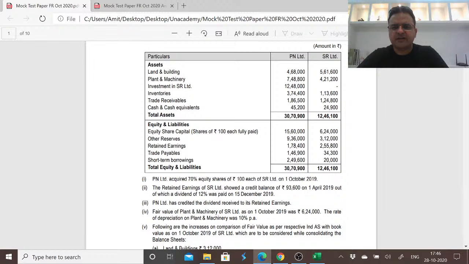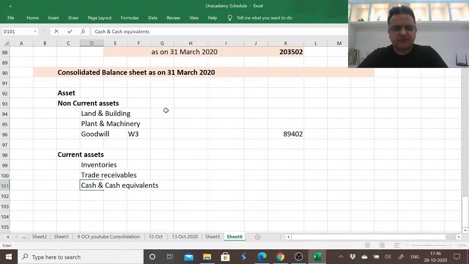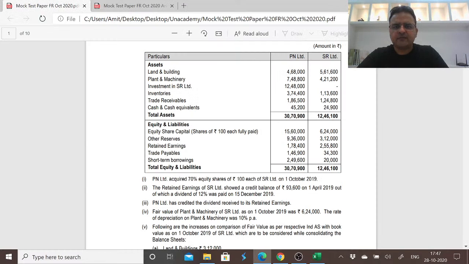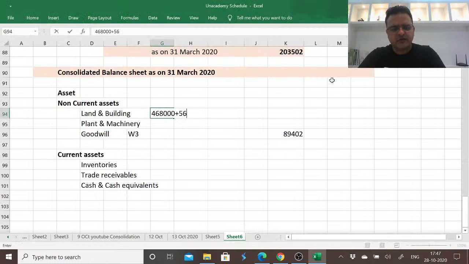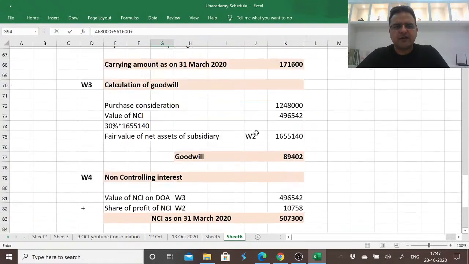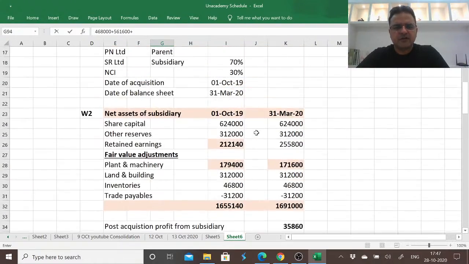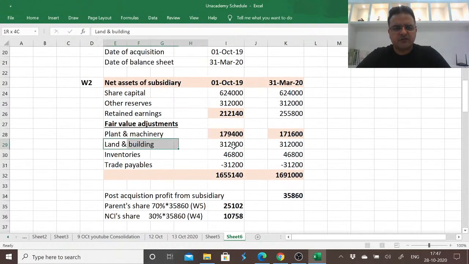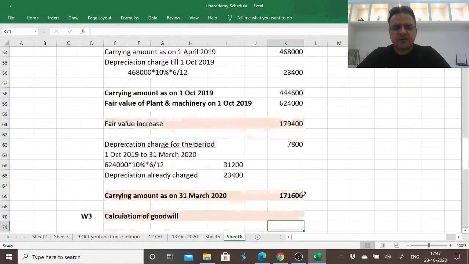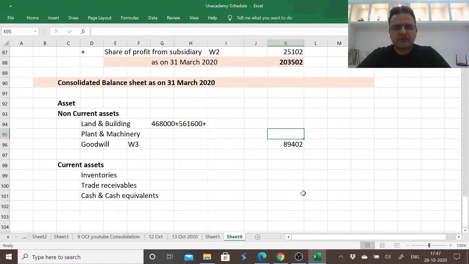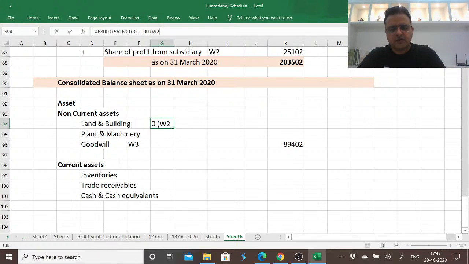Land and building is 468,000 of PN Limited plus 561,600, plus land and building position on the date of balance sheet, which increased, was 312,000. 312,000 was the increase in value. So we'll add 312,000 here, referring to working note number 2.